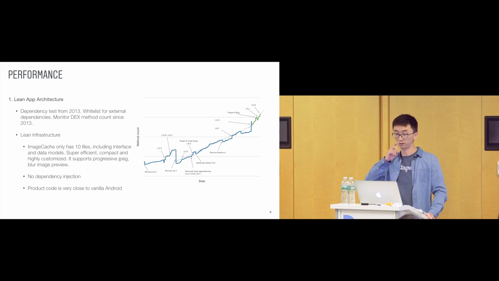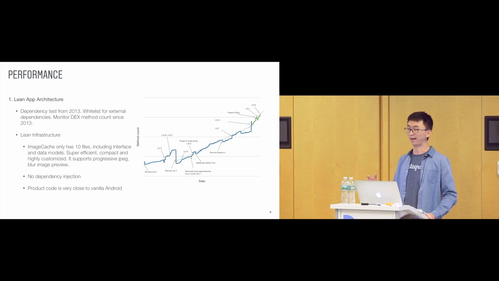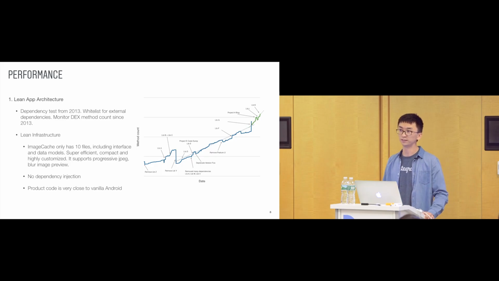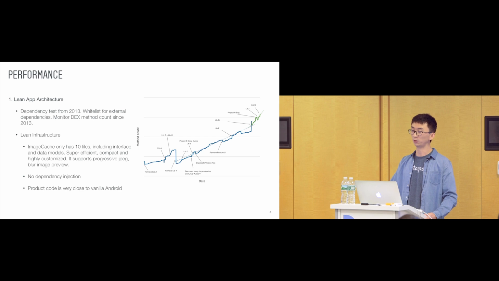Another aspect of lean app architecture is that, besides the external dependencies, we also care about the internal structure of the app. As we said before, we think about ourselves as building race cars. As a race car, you want every component to be super efficient and customized. You want to be able to optimize everything end to end. So we own every major infrastructure in our code base.